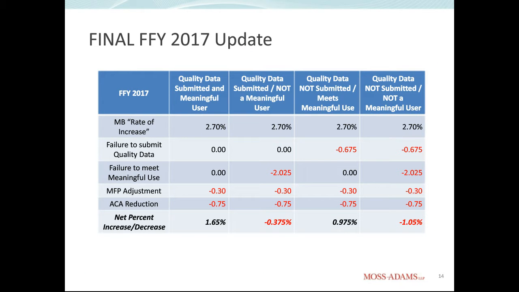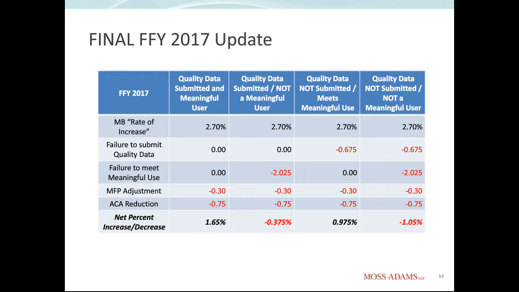In terms of the market basket adjustment itself, it is very important now that folks are reaching stage 1, stage 2, and eventually stage 3 EHR, that also being a meaningful user of EHR and submitting quality data each year is extremely important. As you can see, if you are doing both, you're receiving the full market basket update of 1.65%.